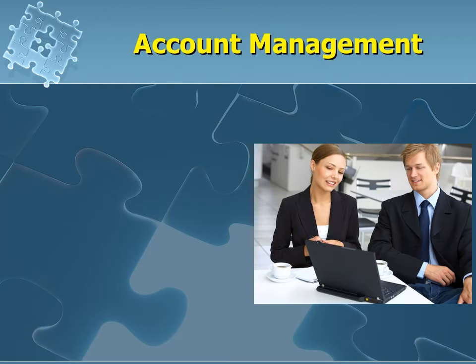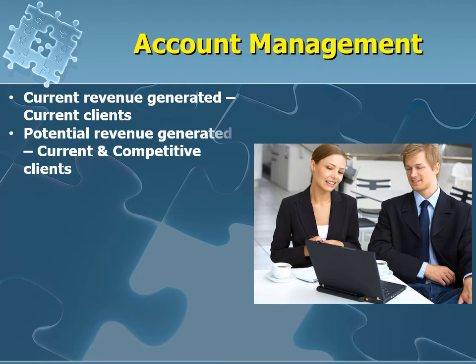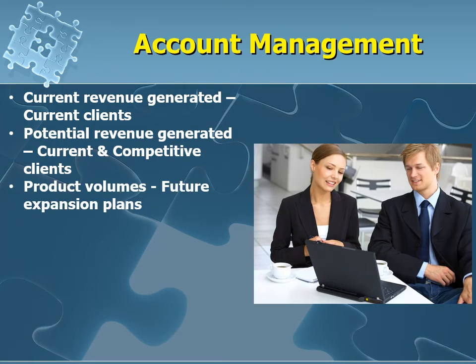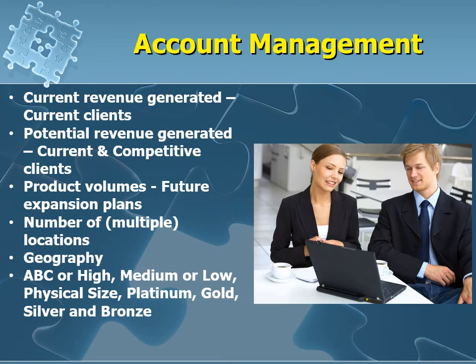How do we prioritize accounts? Current revenue generated, current clients. Potential revenue generated, current and competitive clients. Product volumes, future expansion plans. Number of, multiple, locations. Geography. ABC, or high, medium, or low. Physical size. Platinum, gold, silver, and bronze. What are some types of vertical or channel market lines that you can use to prioritize accounts?